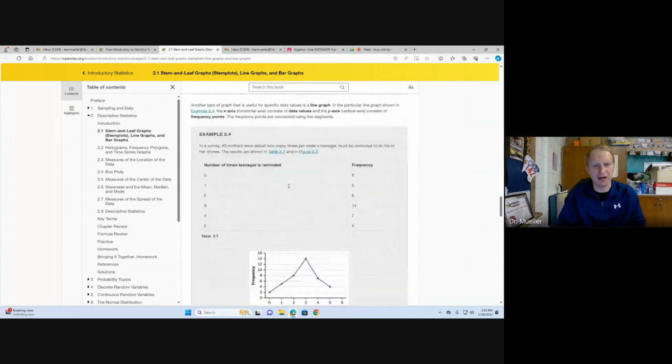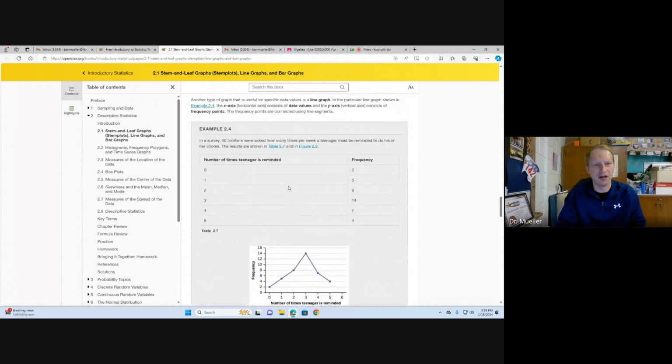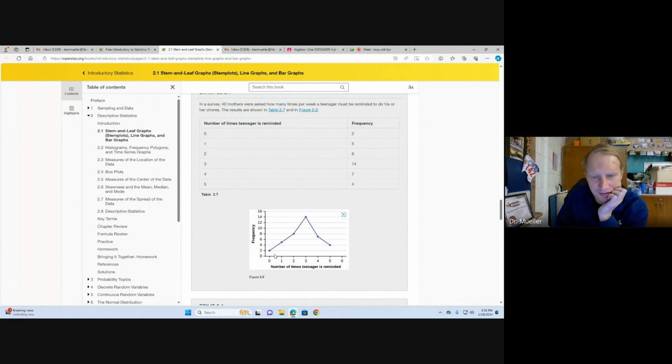Here we have what's known as a frequency polygon. Now, a frequency polygon is similar to a histogram, except you're going to make a line with it all. So here we have the number of times a teenager is reminded, and then the frequency. So 0, 1, 2, 3, 4, 5. So at 0, we have a frequency of 2. 1, we have a frequency of 5.